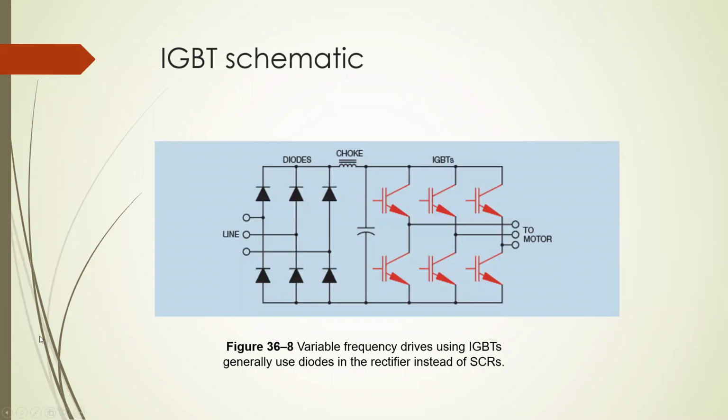So here we have the IGBT version. Notice we're just using diodes here. And our symbol for the IGBT is different. It's got this double bar here. This is that high impedance that we're talking about, where no control current is getting in here onto the collector. And then here's our DC portion, the choke and the capacitor.